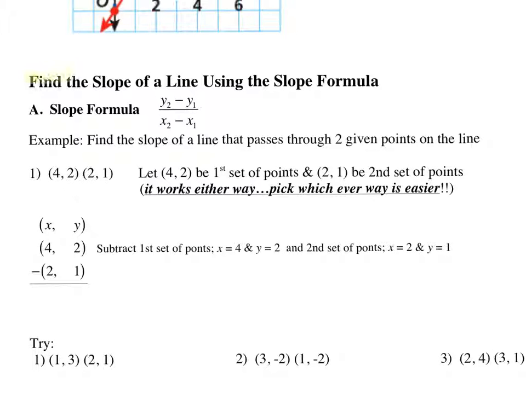So let's practice finding the slope using the slope formula. I'm going to modify this to make it easier for you. So here we go. Let's take the points (4, 2), (2, 1), and use the formula. I'm going to take the first set of points, (4, 2), and put them on top. And I'm going to take the second set of points, (2, 1), and put them on the bottom. It doesn't matter. It works either way, whichever is easier.